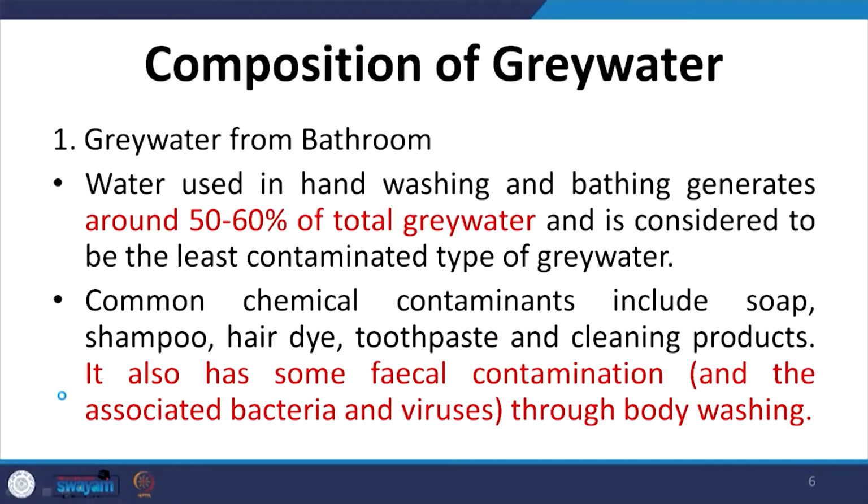If we look at the grey water from bathroom, we can see that around 50 to 60% of the water which is used in the bathrooms is generated in the form of grey water, and this is the water which has chemical contaminants, because a lot of detergents, soaps, shampoos, toothpaste, cleaning products are mixed with this water when it comes out. So, there are chemical contaminants present in this type of grey water.